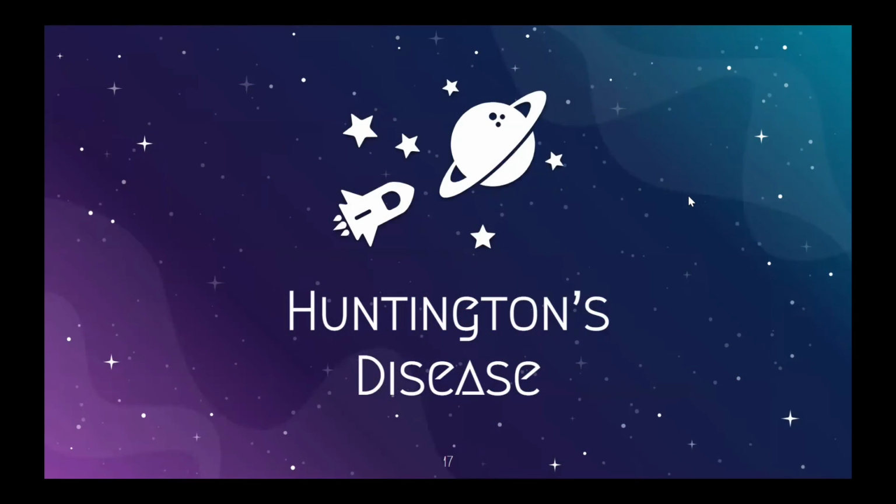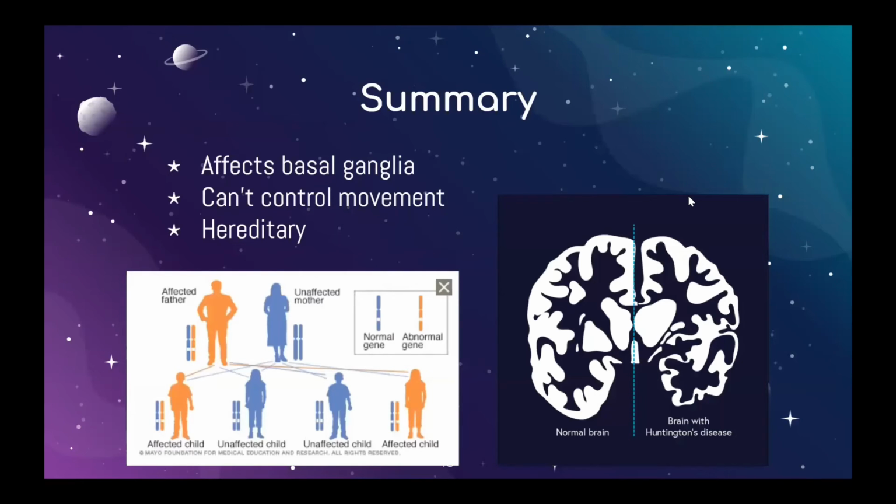Finally, let's take a look at Huntington's disease. Huntington's disease affects the cortex, which is the outer area of the brain, and the basal ganglia located in the middle part of our brain. Those impacted have difficulty controlling their movement because of a faulty gene in our DNA. This gene is autosomal dominant, so if just one person has it, as shown in the bottom left diagram, it will be passed down to future generations too.